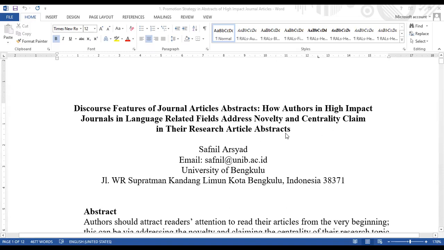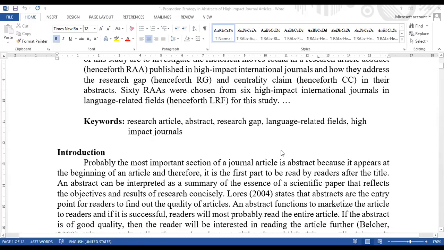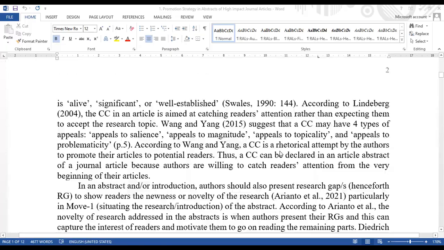Okay, this is my draft. This is my prediction. If later, after analyzing many abstracts, I don't find centrality claim, I will cross this out. I will drop this word. So the title will be how authors in high impact journals in language related fields address novelty in their research article abstracts. So there will be no centrality claim. Is that possible? Yes, it can be.